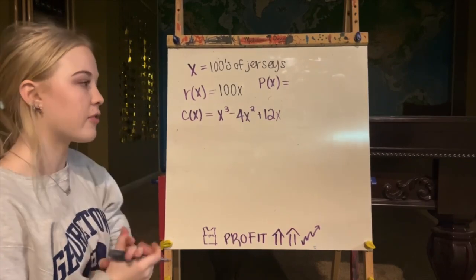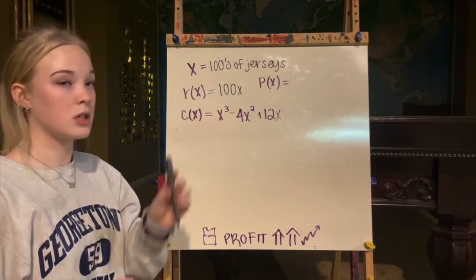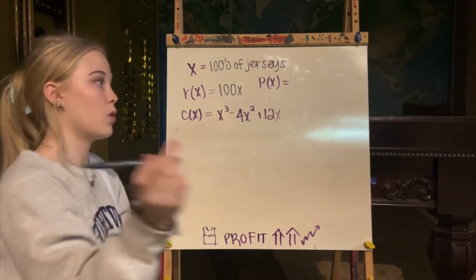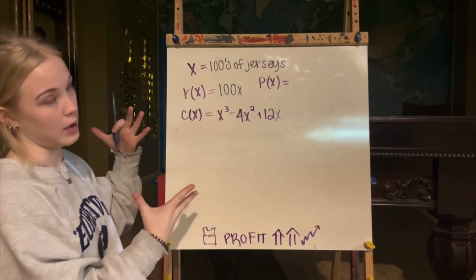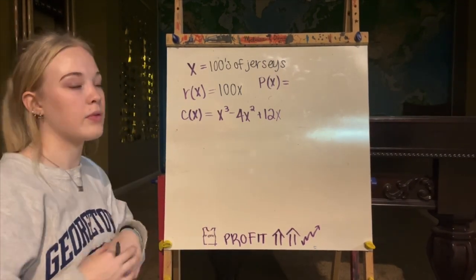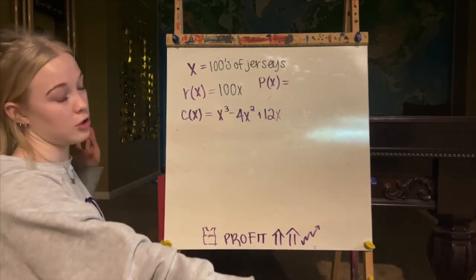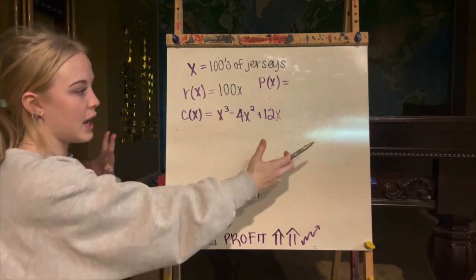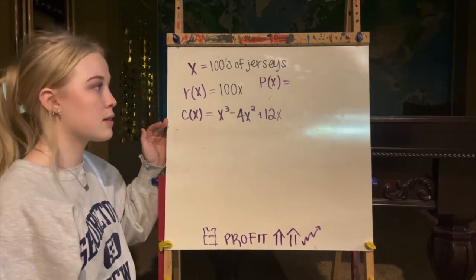We, fortunately, have a wholesaler who is willing to give us $100 per X amount of jerseys that we produce and sell to them. So, in order to get our profit, we unfortunately are going to have to deal with our cost of production. Every business has a cost of production. Got to pay your employees, run a business, run a factory, produce and manufacture, all the above. So that is coming out to today, x to the third minus 4x to the second plus 12x. So that is our cost as a function of x.